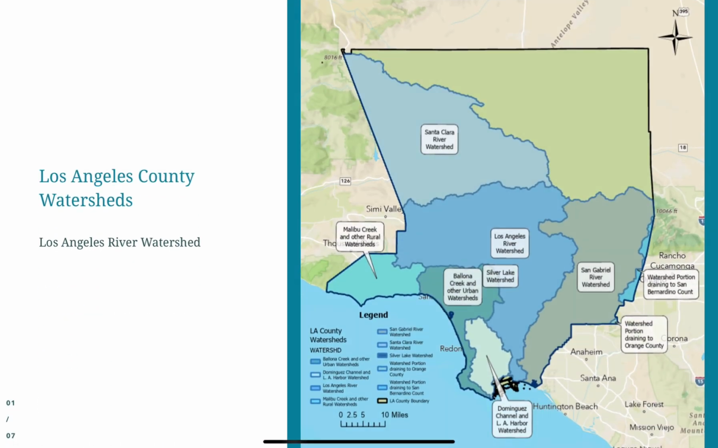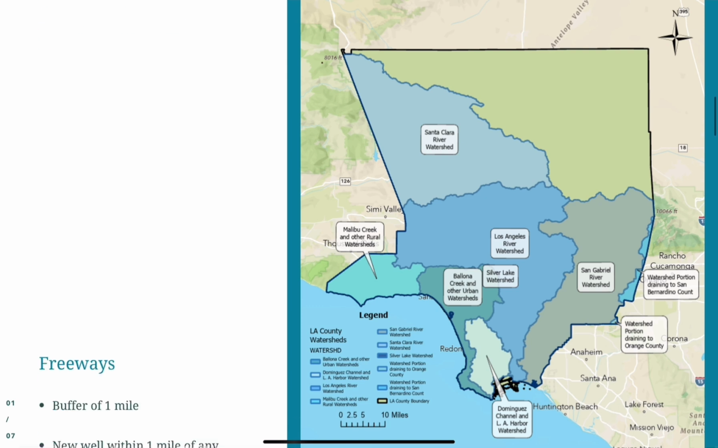Before we start getting into our 5 criteria, I just want you to see a general overview of what our watersheds look like. So there's several watersheds here, and we're focusing on the LA River watershed, which is more towards the center of LA County.